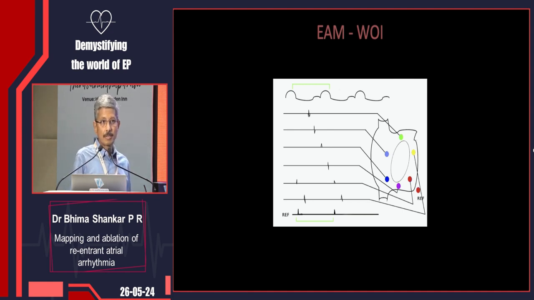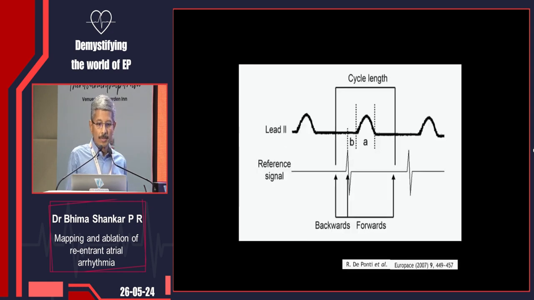By chance, the early meets late can actually coincide with your isthmus, but that need not necessarily happen. There is an elegant paper from De Ponte that was published in 2007. To see whether your early meets late point and the isthmus coincide, you use the surface ECG to choose your window of interest.